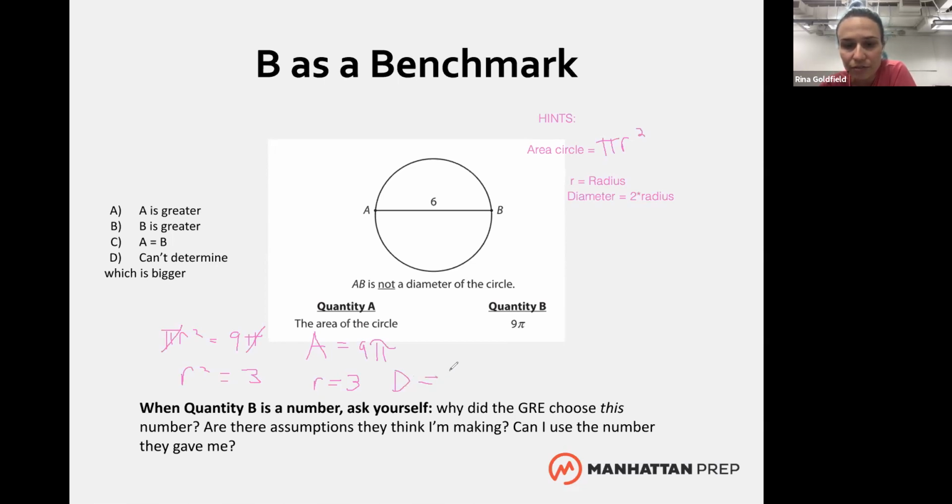But if I look above, AB, which is 6, is not the diameter of the circle. So it is not C, right? If I cheated off B, by plugging it in and saying, okay, what if the area were 9 pi? We found that the diameter was 6. We know 6 is not the diameter. Type into the chat, how do we know? So we know it's not equal. How do we know if A or B is greater? The area can't be 9 pi, but how do we know if A or B is greater? Type it into the chat, everybody.